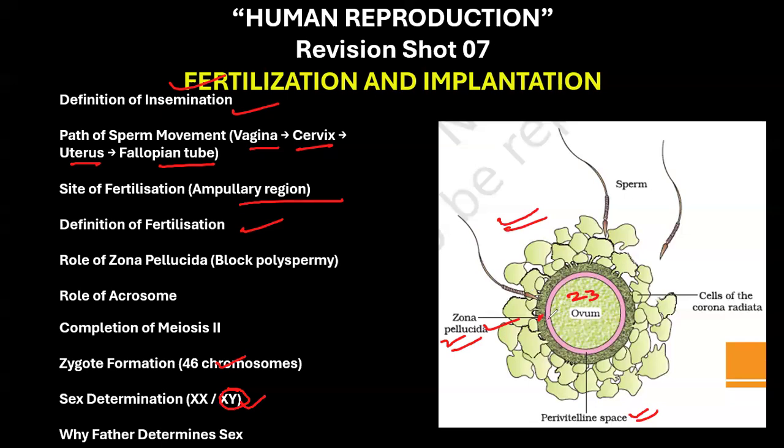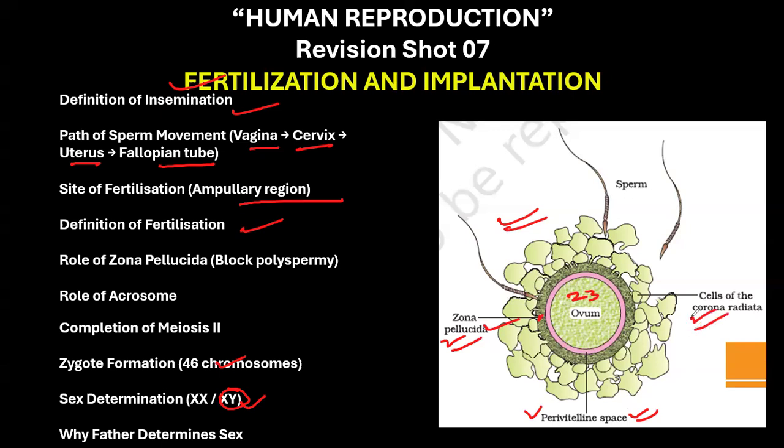What are its functions? It recognizes and binds sperms. It prevents entry of more than one sperm. That means it blocks polyspermy after fertilization. It protects the ovum and early embryo. Then you have this perivitelline space, the space between the plasma membrane of the ovum and the zona pellucida. After fertilization, the polar body is found here, as I told you. It helps to block polyspermy.